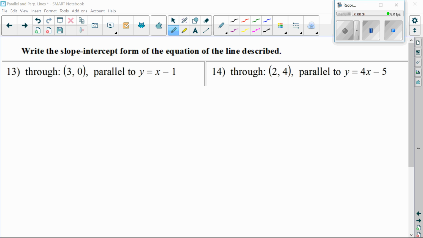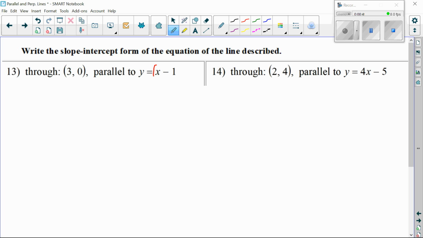and the y-intercept. Now, we learned in the previous lesson that parallel lines have the same slope. So the slope of this line here is 1. So the slope of the line we're going to write is going to be 1. Okay. Now that we have a point, all we need is the y-intercept. We're going to use that point to get it.